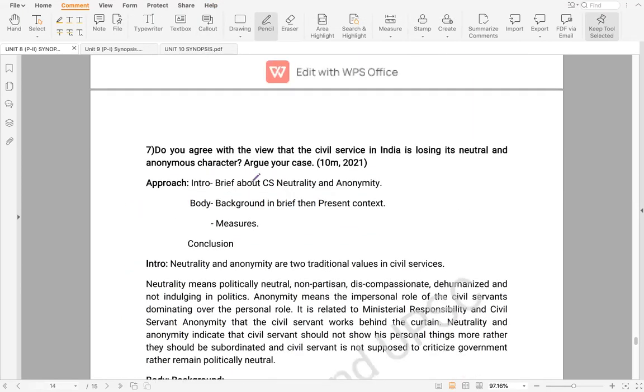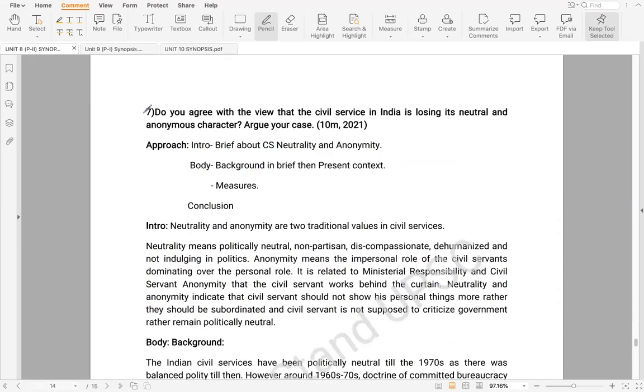Move on to the last question for this unit. Do you agree with the view that the civil services in India is losing its neutral and anonymous character? This is nothing but something that we already discussed, specifically in case of the political executive. Here you have to do it overall as well. So we have already talked about political neutrality. In this case, you have to also talk about value neutrality and complete the answer, right?